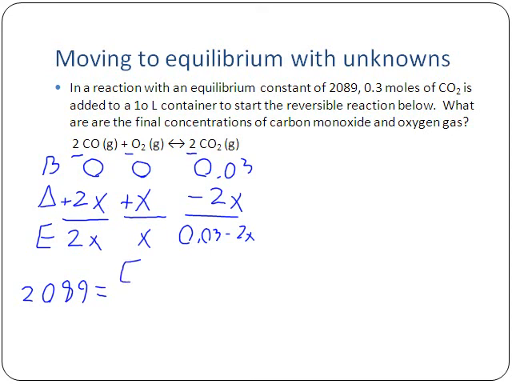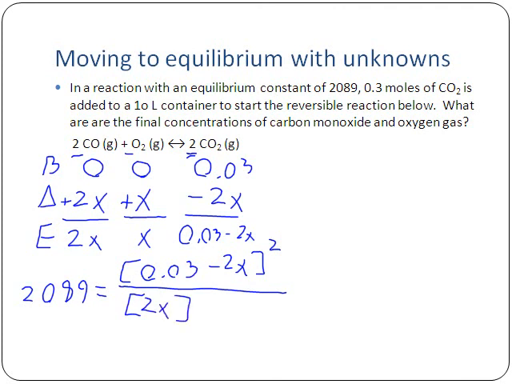On the right now we have 0.03 minus 2x raised to the coefficient, which is 2, second power, divided by the things on the bottom, which are carbon monoxide, which has a concentration at equilibrium of 2x, but since its coefficient is 2, it'll be (2x) squared. And then the oxygen has a concentration of x.